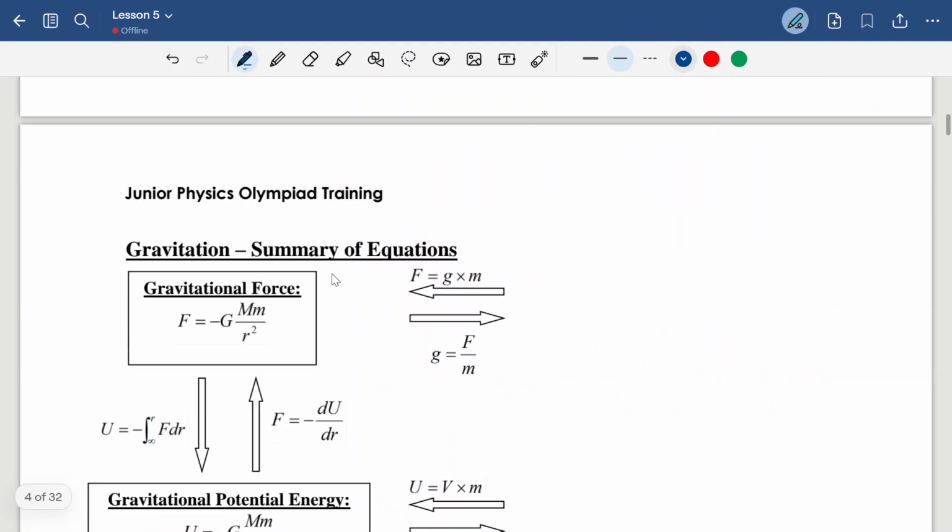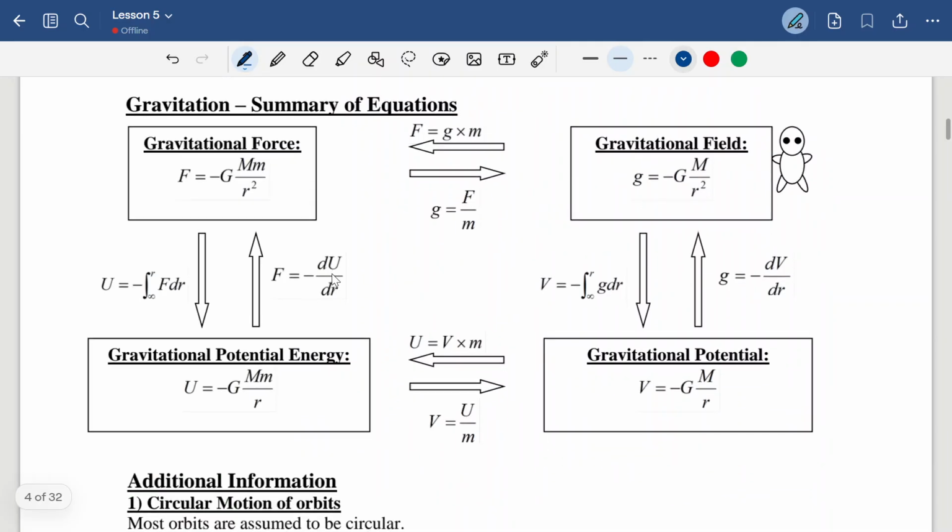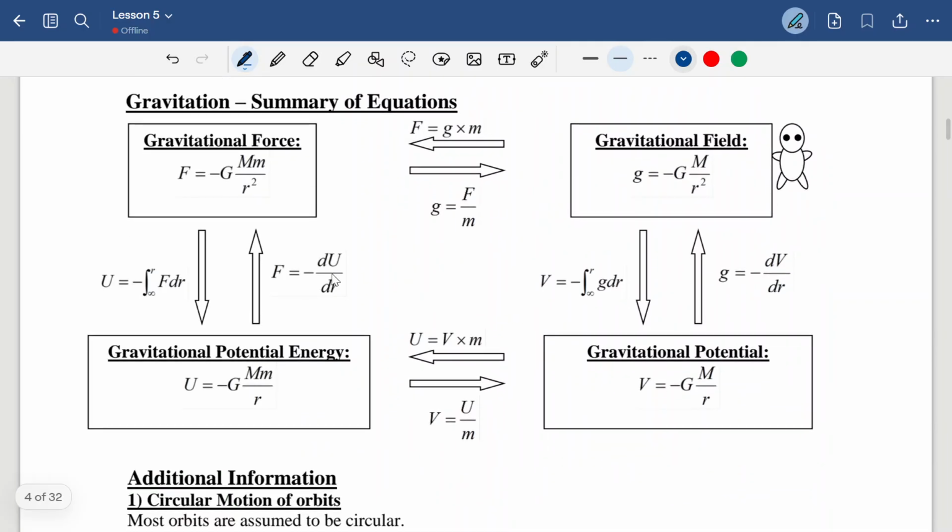So we come straight to here. A quick summary of the equations you need to know. There are only 4 terms. The law of gravitation only gives you this. Again, the negative sign you can ignore. This is the force. This is the field strength, to be more proper, I forgot to add in the word strength. This field strength is force per unit mass. This is potential energy.